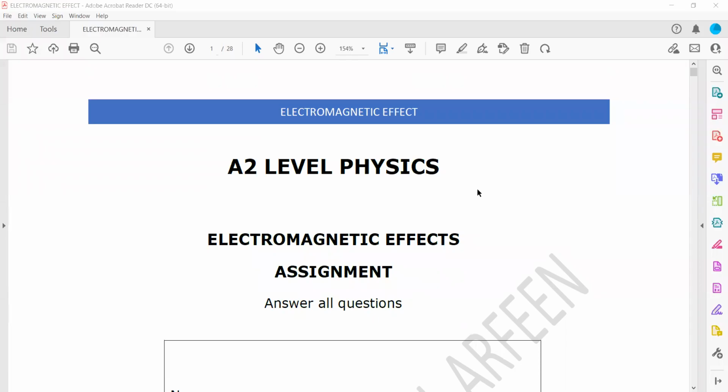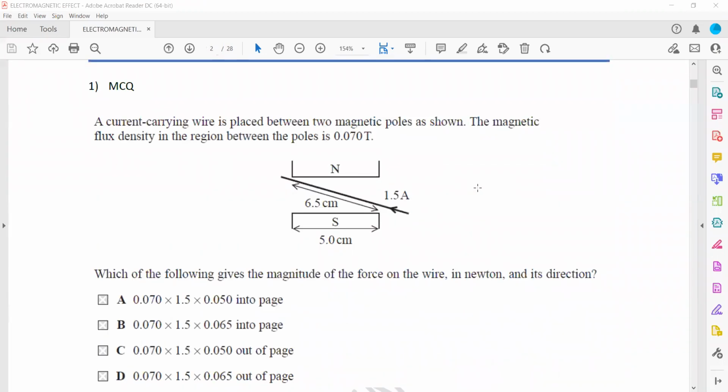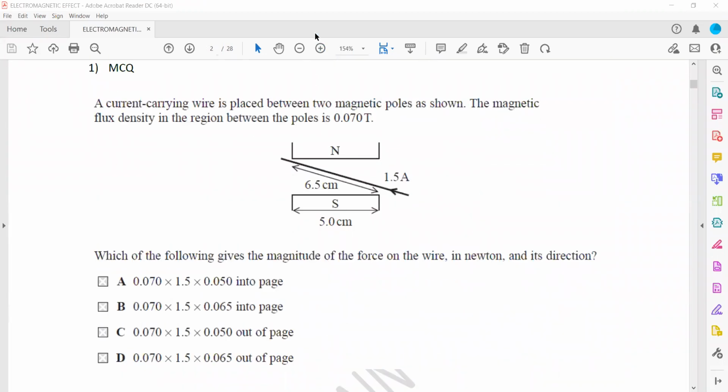So this assignment is related to electromagnetic effects. A current carrying wire is placed between the two poles of a magnet, as you can see here. The magnetic flux density in the region between the poles is 0.070 Tesla. The current is there, the length of the wire which is placed in a magnetic field is given, the magnet is also there. Which of the following gives us the magnitude of the force on the wire?